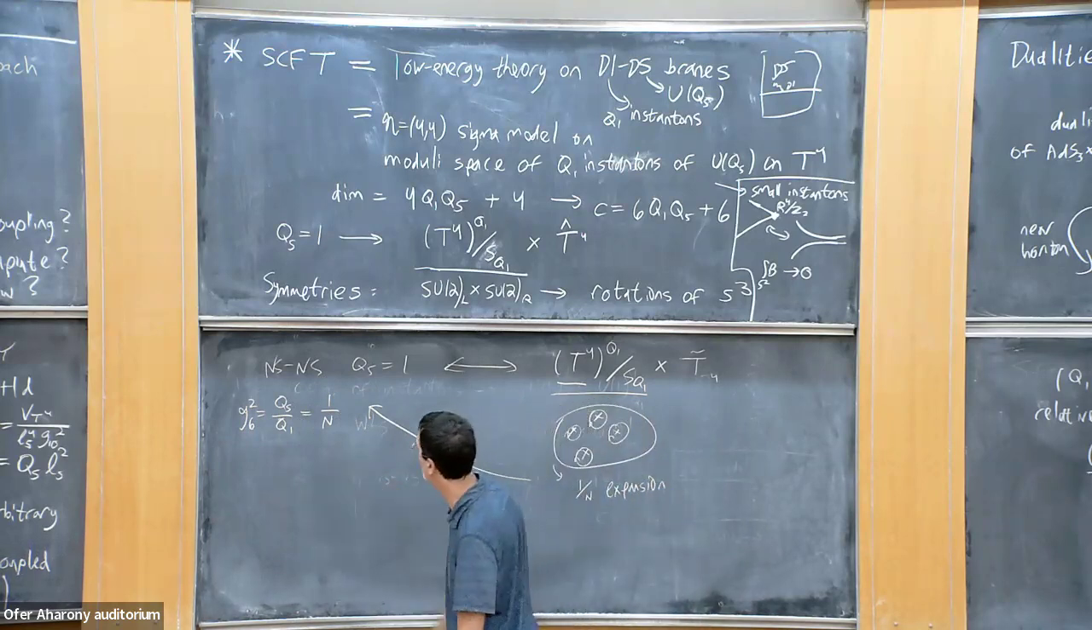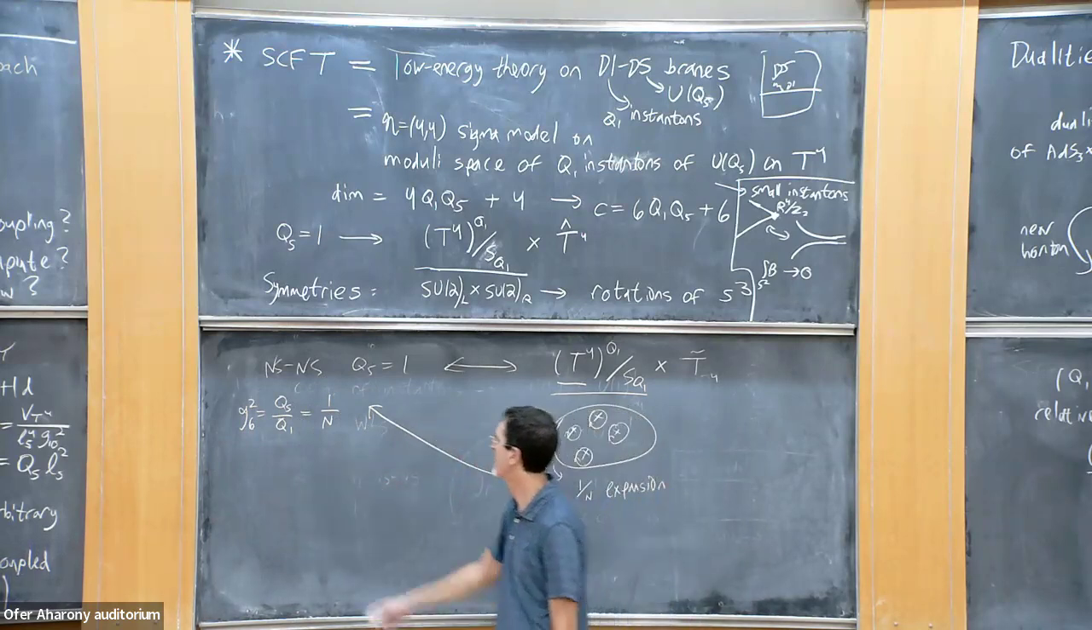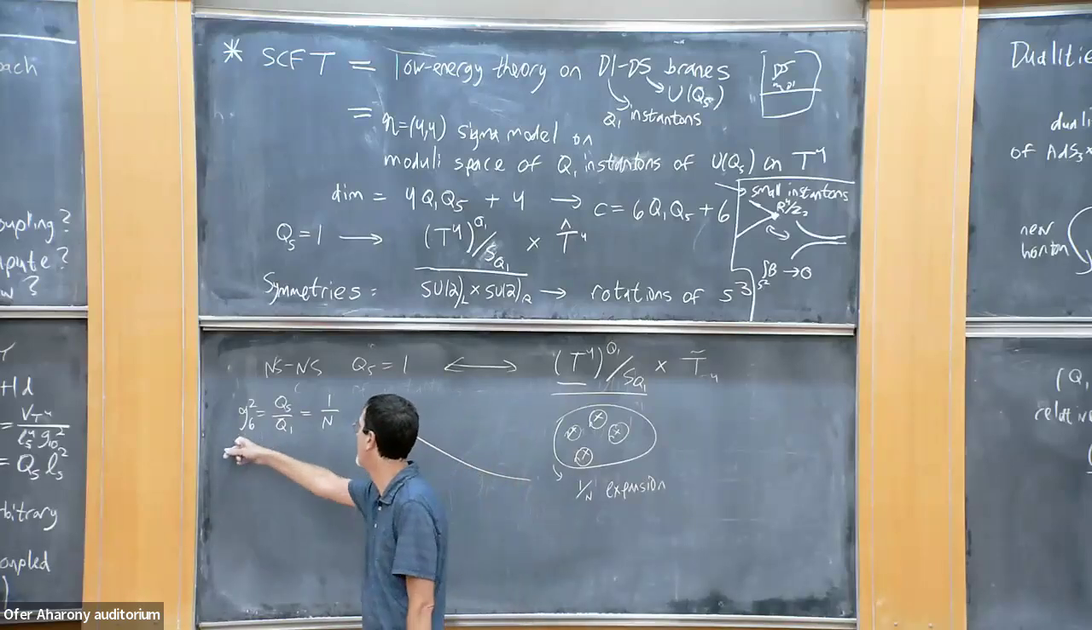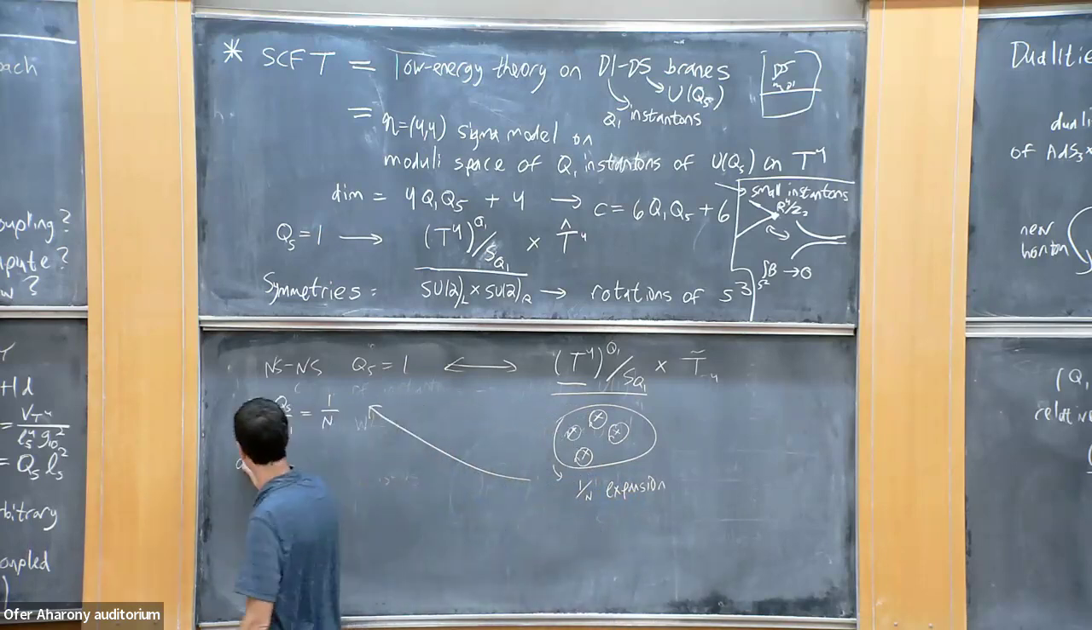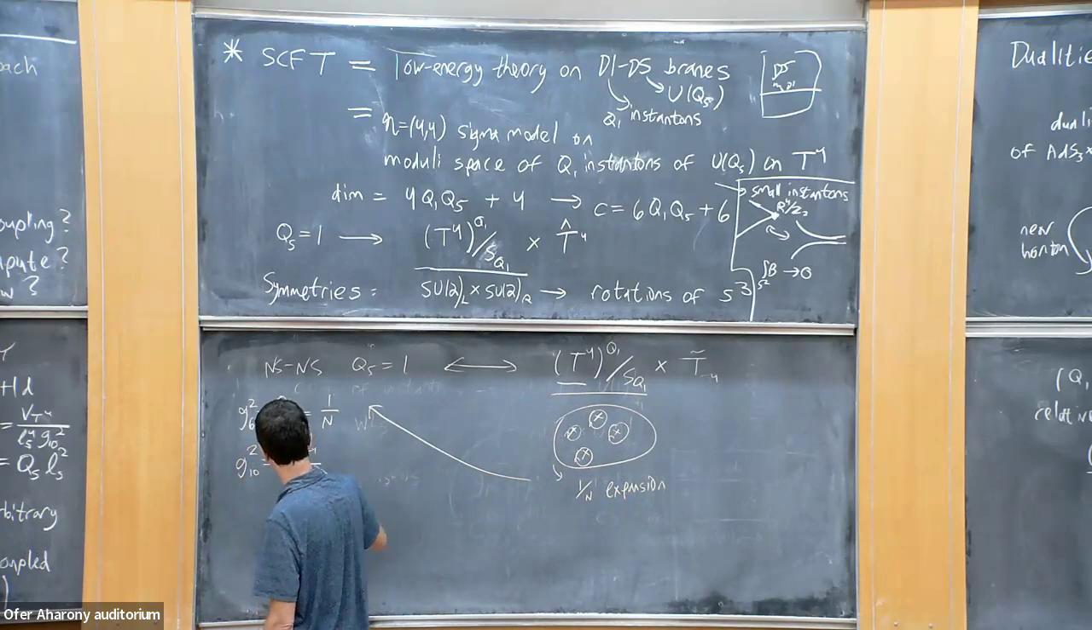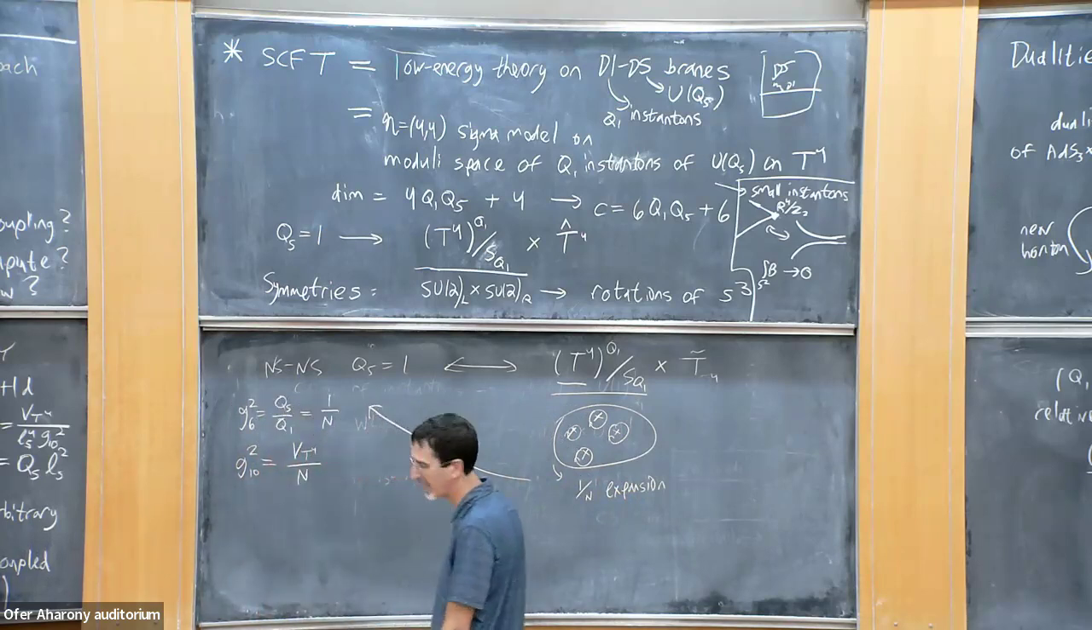But the first confusion about this that I want to discuss is that in this NSNS background, as we said, we have this g_6 squared parameter, which is fixed to be 1/n, but we also have the 10-dimensional string coupling, which in this case is given by the volume of the T4 in string units divided by n.